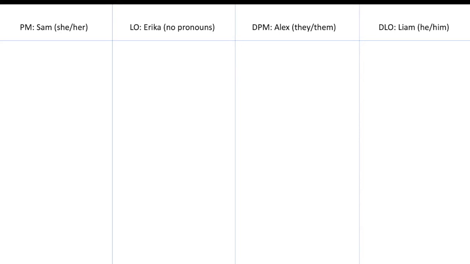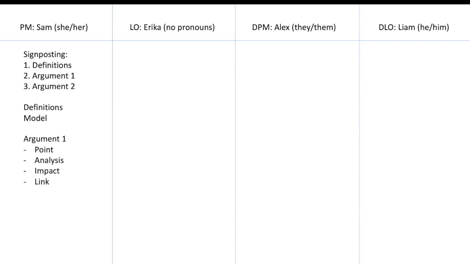So starting off with the PM speech, you want to start writing the notes under the appropriate column. In this case, the first thing you would write is their signposting. Now, a lot of judges skip over this part, but if you're new to debating, it's particularly useful to keep track of this so you know what to expect from the speech. As you go along, you want to definitely write down definitions as well as model in case they're ever contested in the future. And then you want to start writing the arguments.